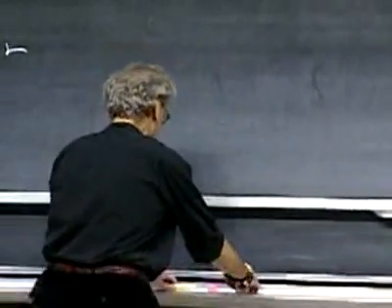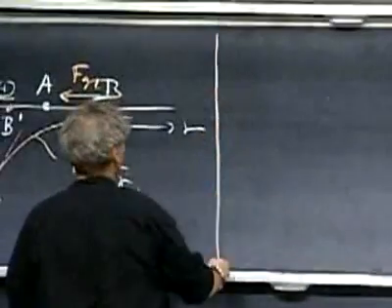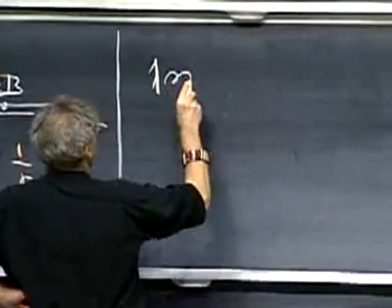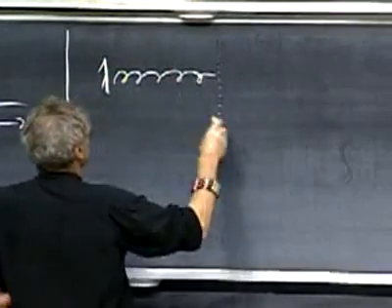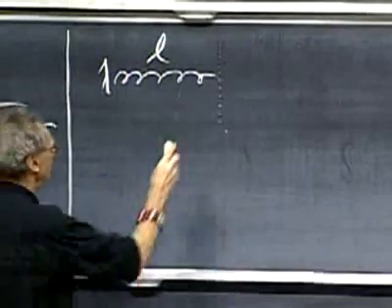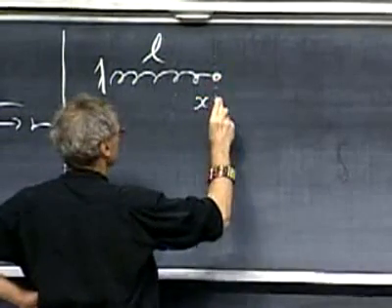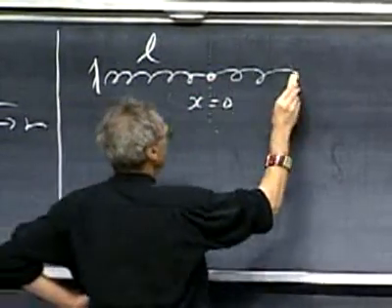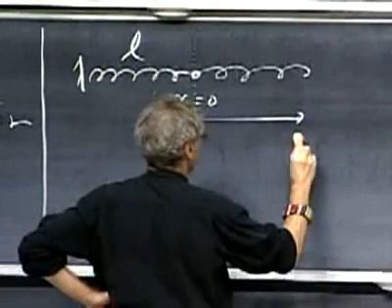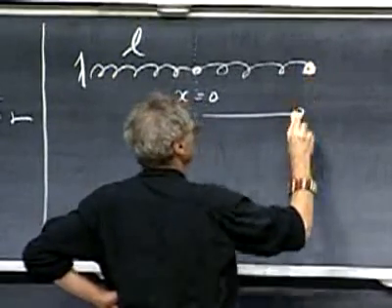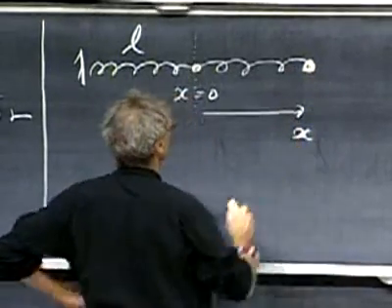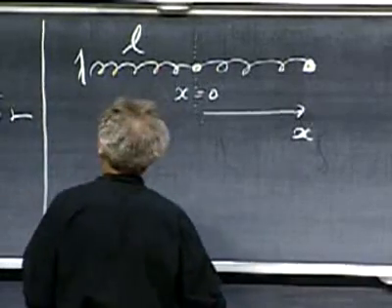Now I change from gravity to a spring. I have a spring which has relaxed length L. I call this x equals 0, and I extend it over a distance x. And there's a mass m at the end, and there will be a spring force.